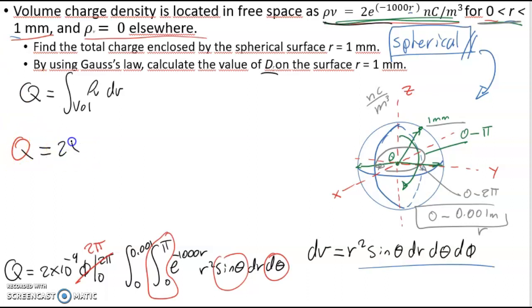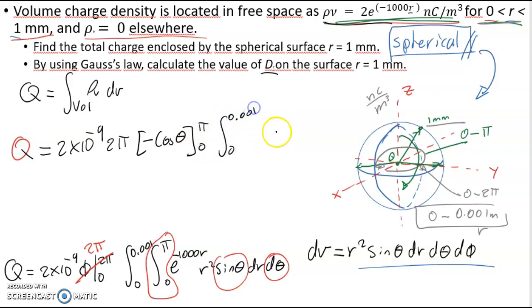is going to give me Q equals 2 times 10 at minus 9, 2 pi, minus cosine of theta, evaluated from 0 to pi, integration 0 to 0.001, e at minus 1000, radius squared, dr. I know this one right here will lead me to 2.